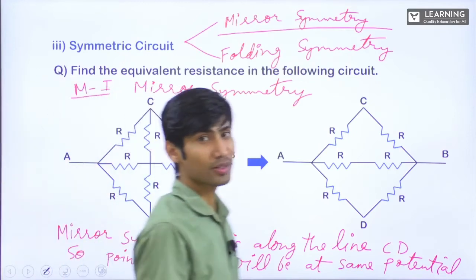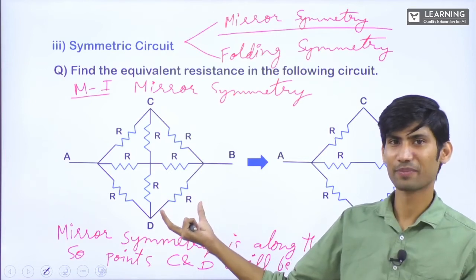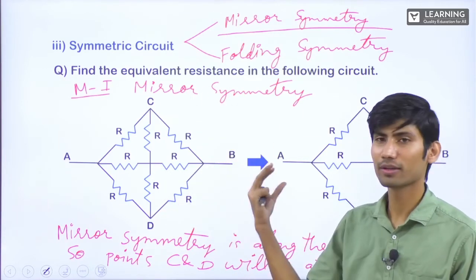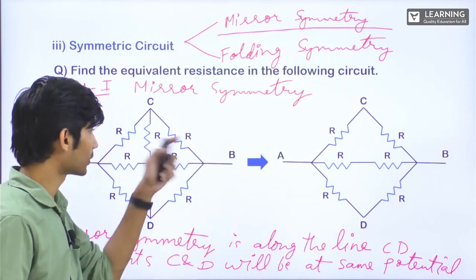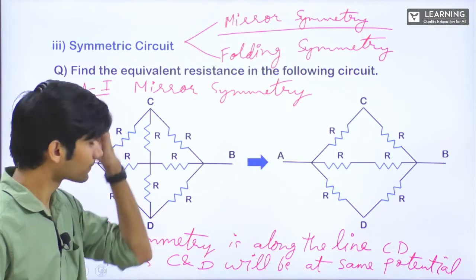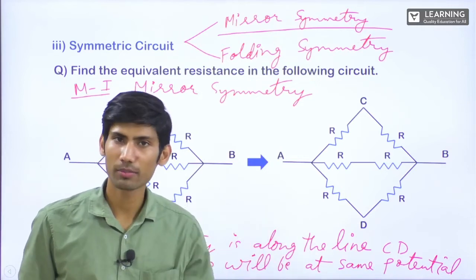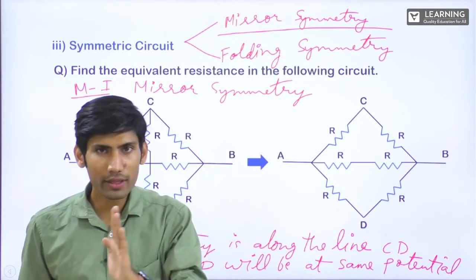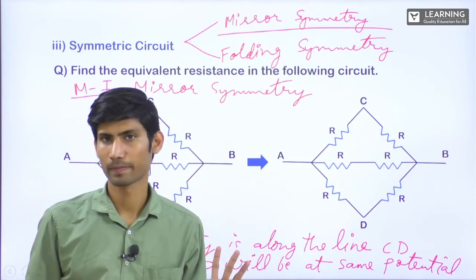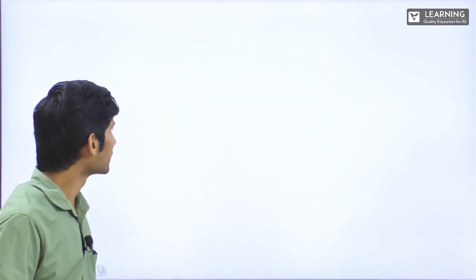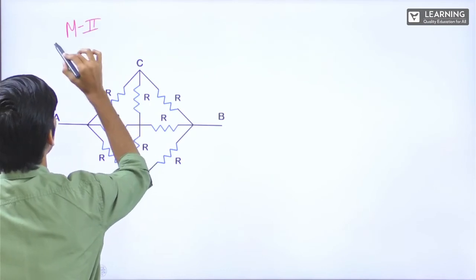See, initially when we looked at the question, it was complex, right? But if we know this particular thing, it became very easy. These are the short tricks to find the resistance. So in every question, do not go with the potential method. It's not possible. You have to look at the questions, analyze them, and know immediately which thing we have to use. Okay. Now the same question I am going to do with folding symmetry, method 2.